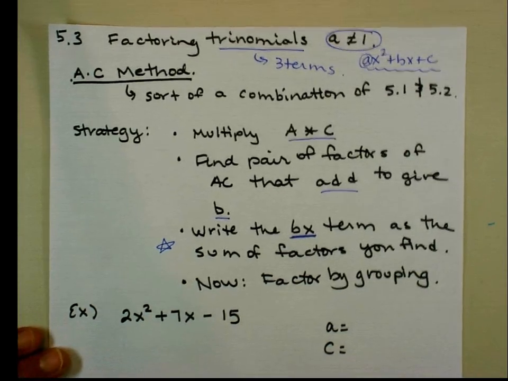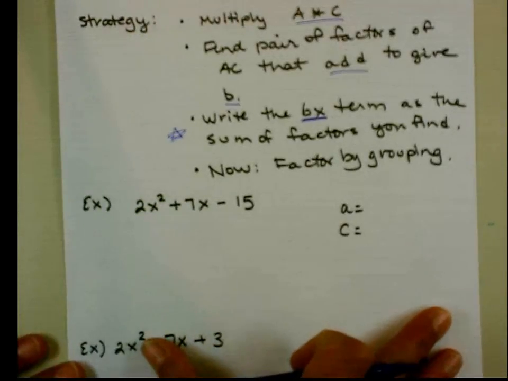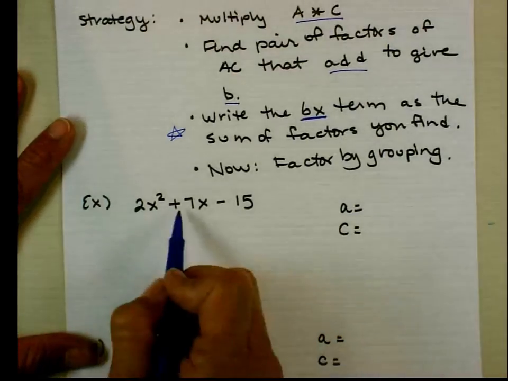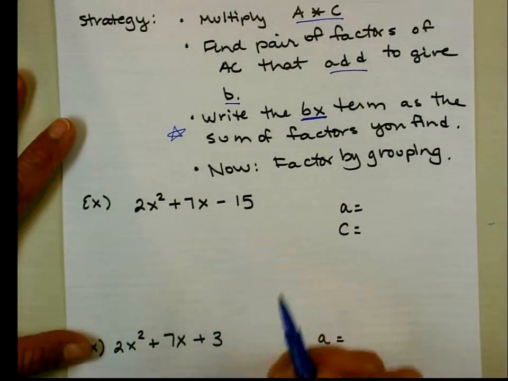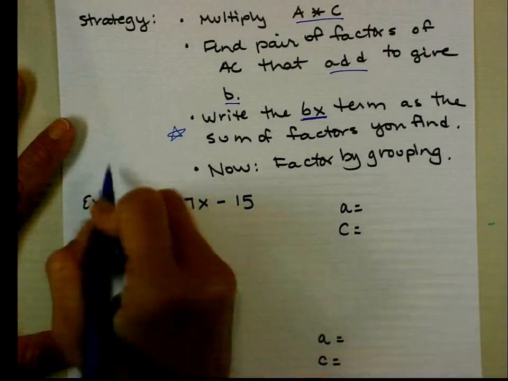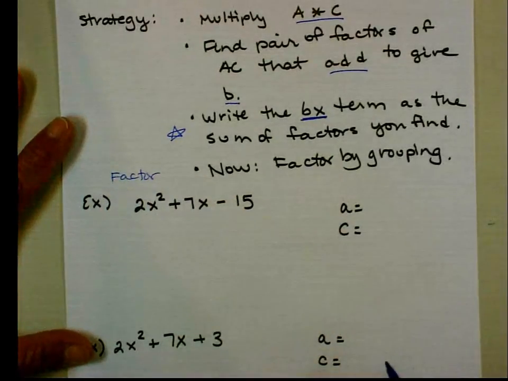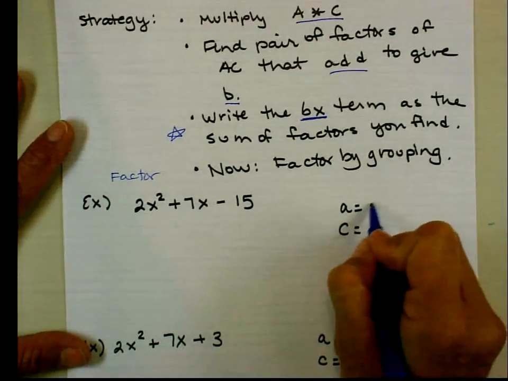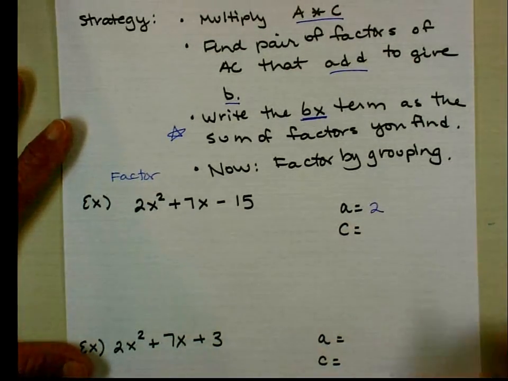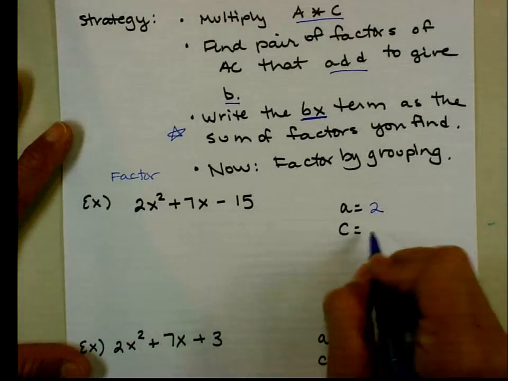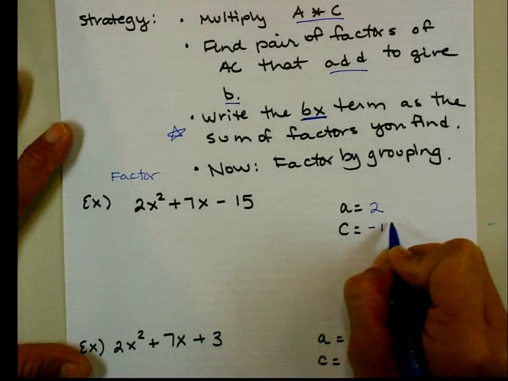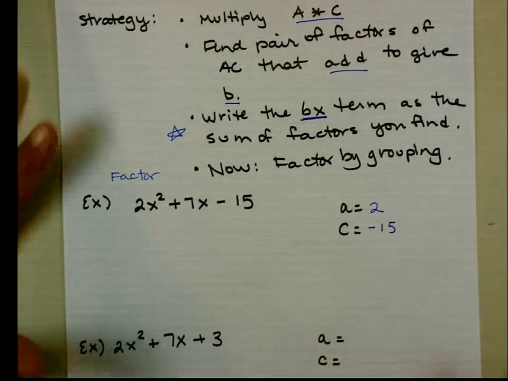Okay, so here we go. Let's try one. So my first example is 2x squared plus 7x minus 15. And we're supposed to factor. Instructions would be factor. Okay, so what is A? 2. And C? Remember, C is the one without the variable, so negative 15. Take the sign with it.